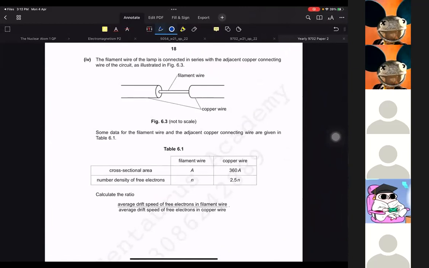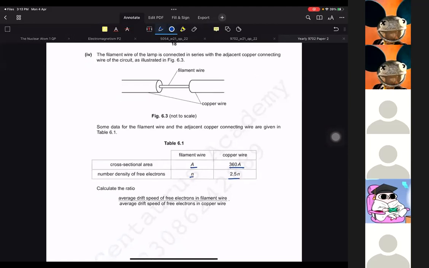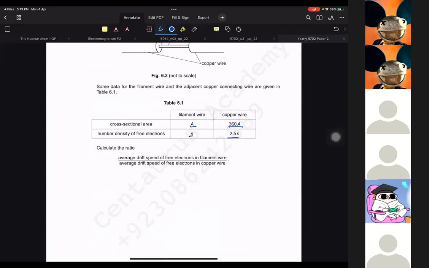Anyway, now going to this one. It says the filament wire of the lamp is connected in series with adjacent copper connecting wire and cross-sectional area. They have already given the table that I taught you. It says calculate the average drift speed of free electrons and the speed of free electrons in the copper wire. That's not very hard. You should know that I equals NAVe. This is the formula you should always remember.